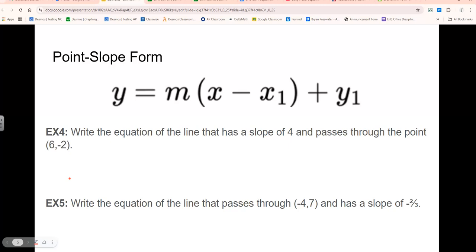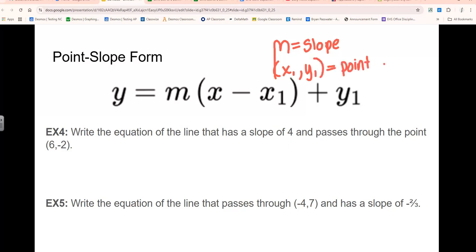Okay, point slope form. I showed this to you the other day, right? These are just review problems, these two right here. Y equals m times x minus x1 plus y1, where here m is our slope and x1, y1 is a point on the graph or on the line. So write me equations. You don't have to simplify them. Just write me equations for those next two.